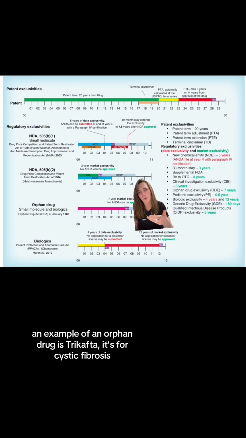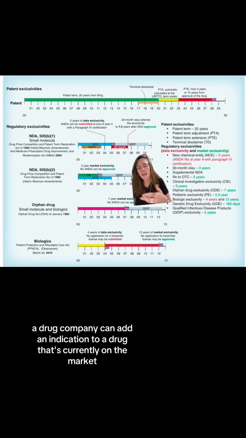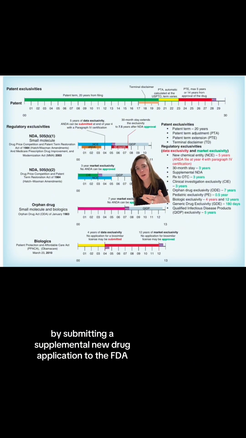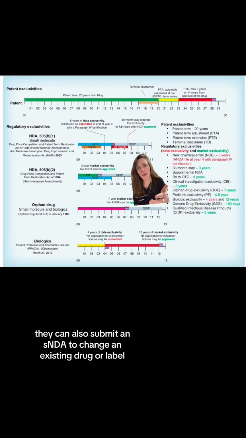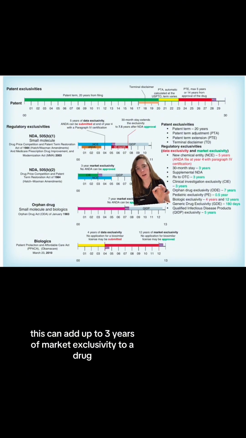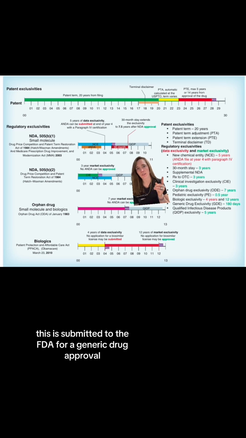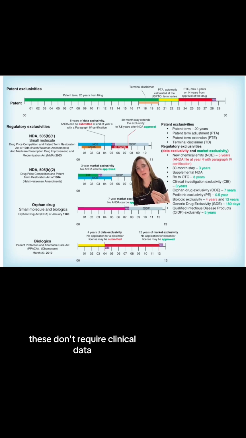It's for cystic fibrosis. Something that's interesting is a supplemental NDA or an sNDA. A drug company can add an indication to a drug that's currently on the market by submitting a supplemental new drug application to the FDA. They can also submit an sNDA to change an existing drug or label. They can change an existing formulation or even add a new dose or strength. This can add up to 3 years of market exclusivity to a drug. Just to be complete, an ANDA is called an abbreviated new drug application. This is submitted to the FDA for a generic drug approval. These don't require clinical data but must prove bioequivalence.